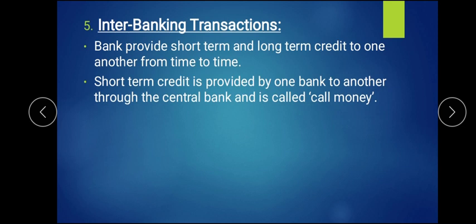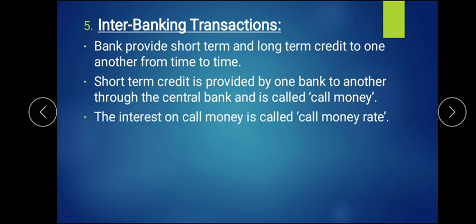So what is call money? When one bank gives money to another bank for a shorter period of time with the approval of the central bank, that is called call money. The rate of interest which is charged is called the call money rate. So these are the five primary functions of commercial banks.